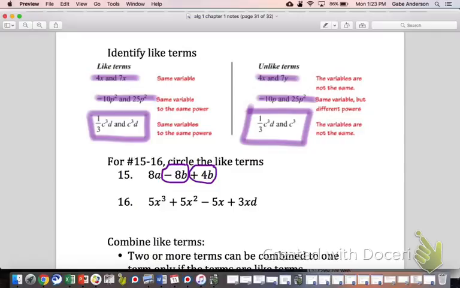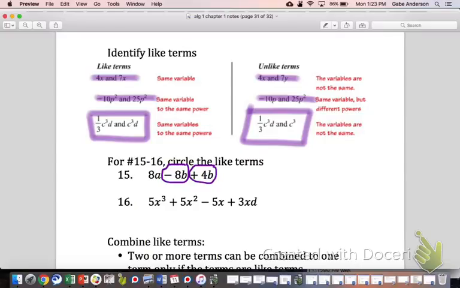Any questions? Okay, Paige, what do you think about 16? What did you circle on 16? I didn't circle anything. I didn't think there were any like terms. Oh, okay. Why not? You see a bunch of x's, right? Yeah, but some of them have different exponents, and then the last one, like xd, has the extra variable.